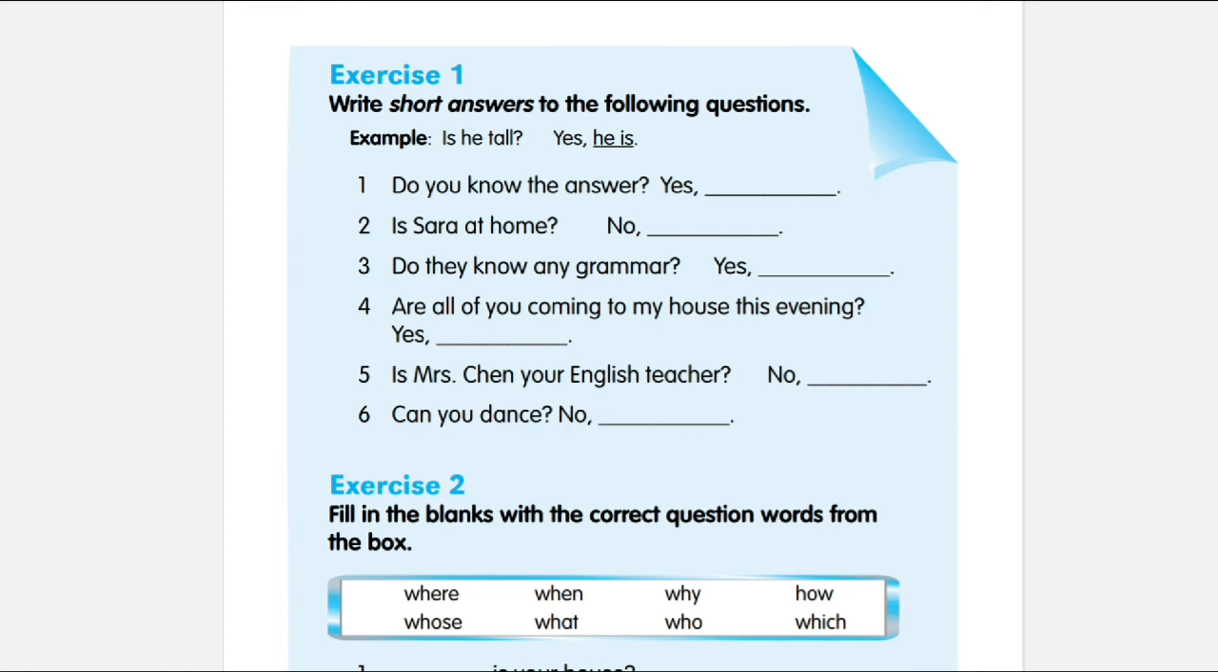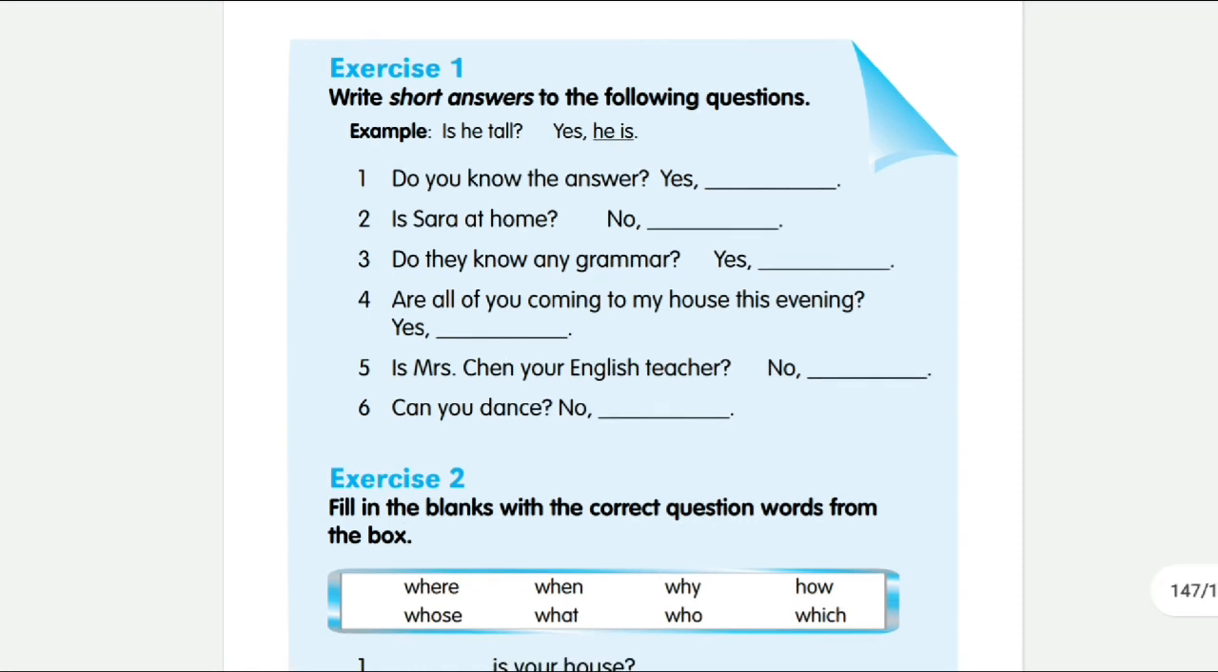For example, you can see here, is he tall? Yes, he is. So, like that, do you know the answer? Yes, I do. Is Sarah at home? No, she is not. Do they know any grammar? Yes, they do. Are all of you coming to my house this evening? Yes, we are. Is Mrs. Chen your English teacher? No, she is not. Can you dance? No, I can't. So these are the short answers for these questions.